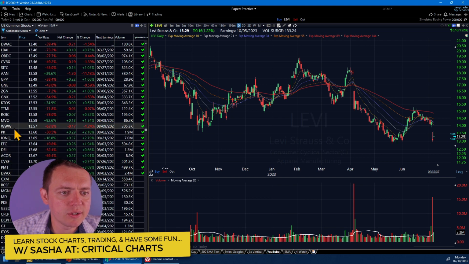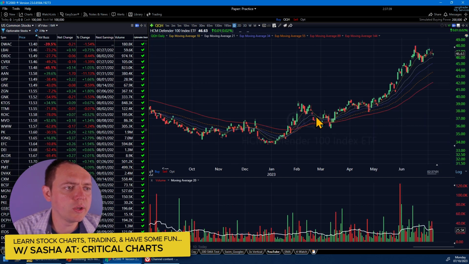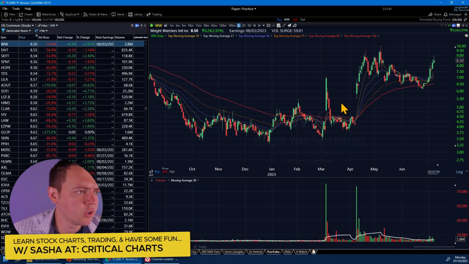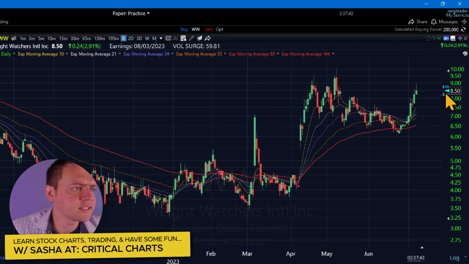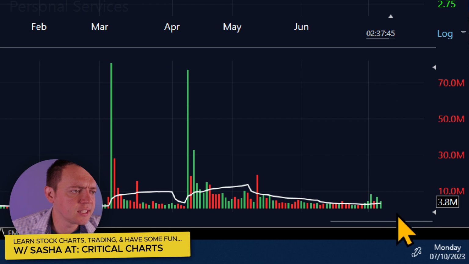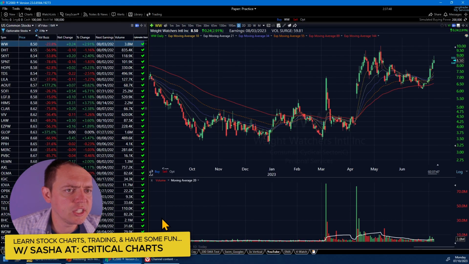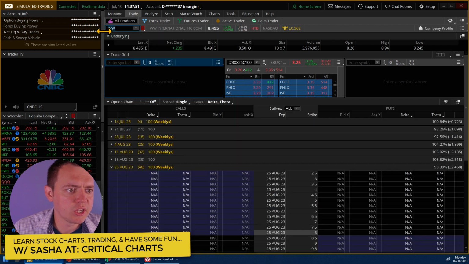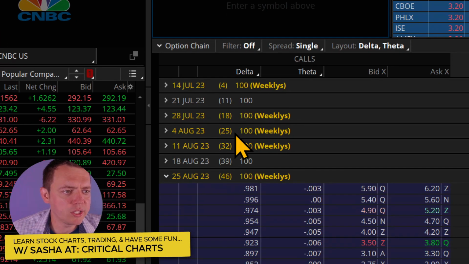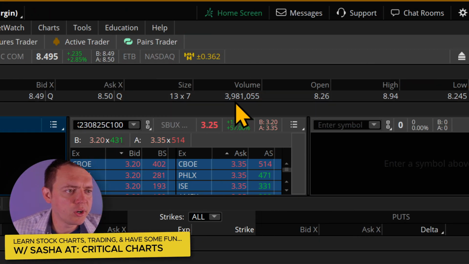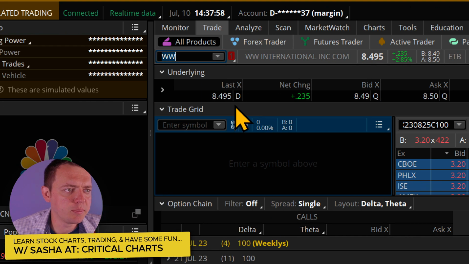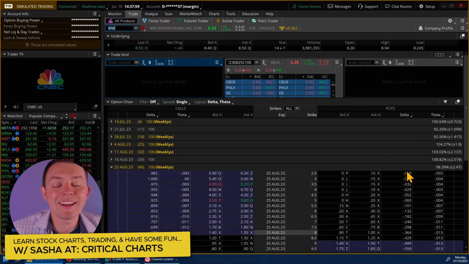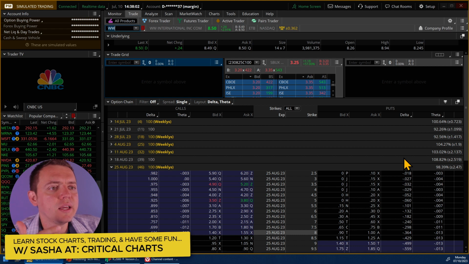Let's see here. Weight Watchers was another good one I looked at before. This stock's about $8.50. You've got about 3 million shares. It's in that zone. If we pull up Weight Watchers and look at this one, we've got weekly options. We've got volume in around 4 million. It's still only $8. Now we've got ourselves a candidate. So this is kind of what I'm looking at. And it's a popular company. Most people know Weight Watchers. So now you've got something to work with here.